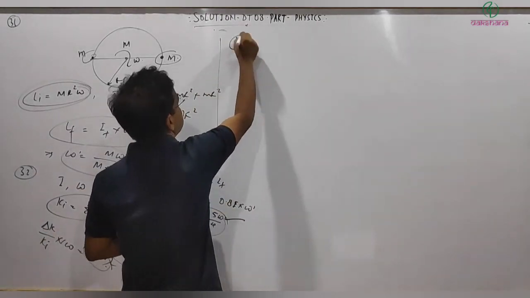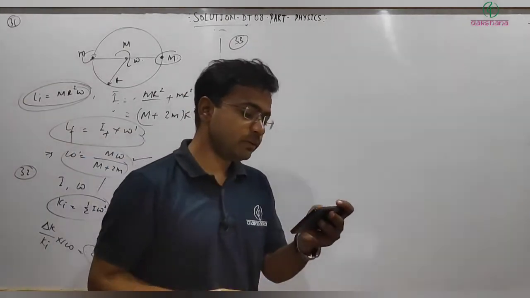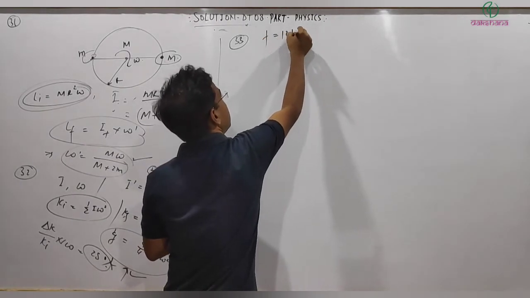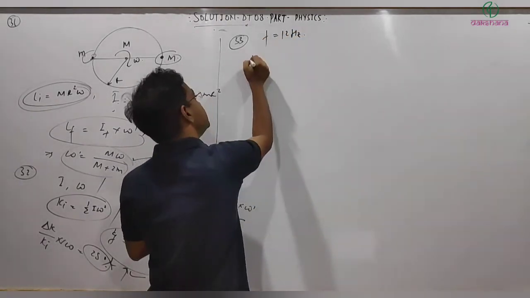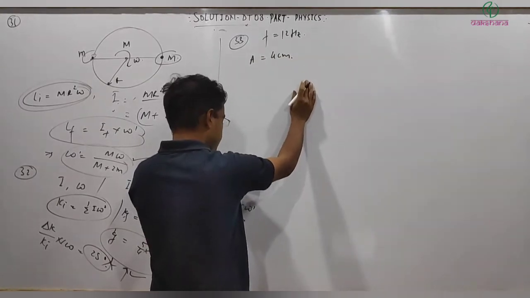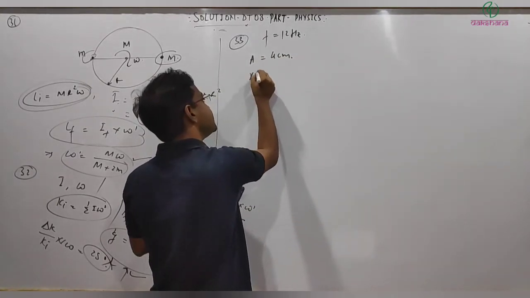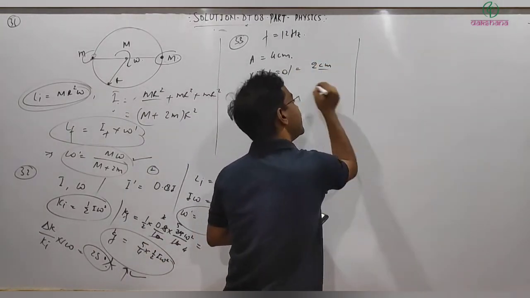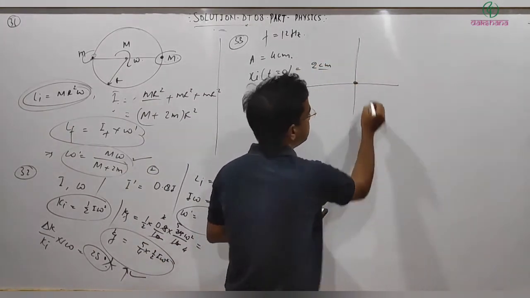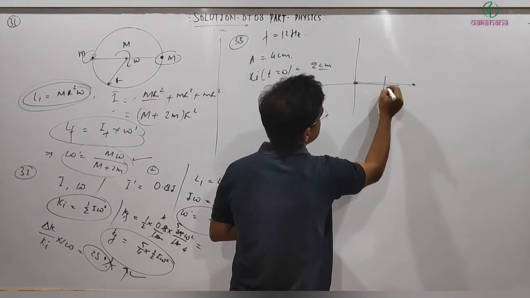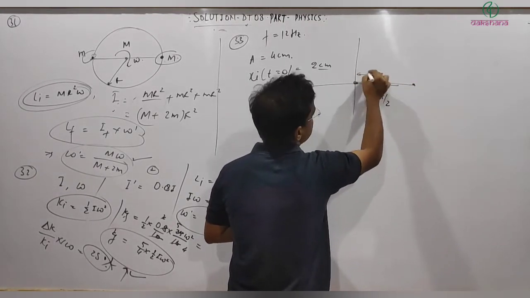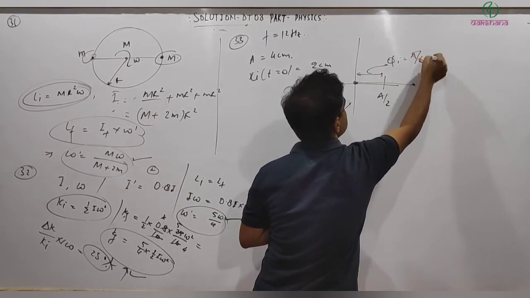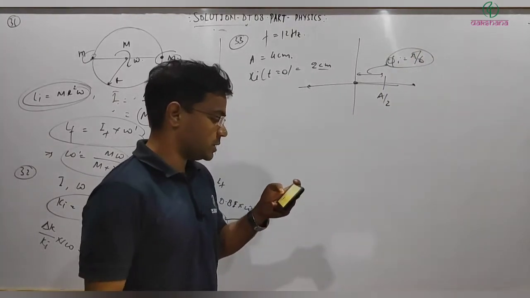Next, question number 33. The frequency of a particle performing SHM is given as f is equal to 12 Hz, and its amplitude is given as 4 centimeter. Its initial displacement x initial at t equal to 0 is given as 2 centimeter. So it is lying at, this is our mean position, extreme position, this is at A by 2. So that means phi initial will be equal to what? Pi by 6, corresponding to A by 2.